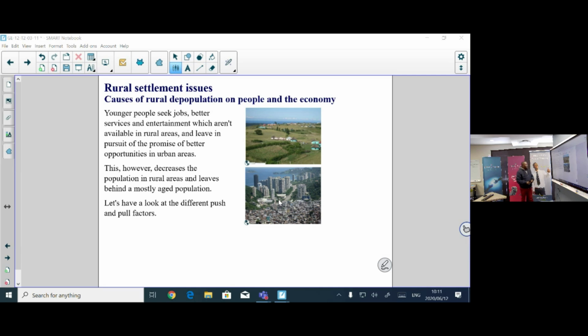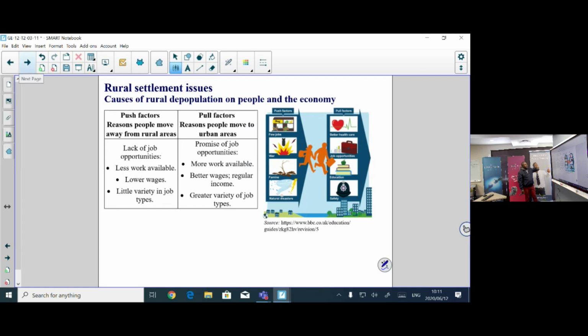Let's have a look at the different push and pull factors. That leads us to the next slide. If you look at this slide here, you see that we have a table with push factors on the left and pull factors on the right. There are only 3 of them. We've got lack of job opportunities as one of the push factors that pushes people out of the rural areas. Less work available. Then we have lower wages. We have little variety in job types.